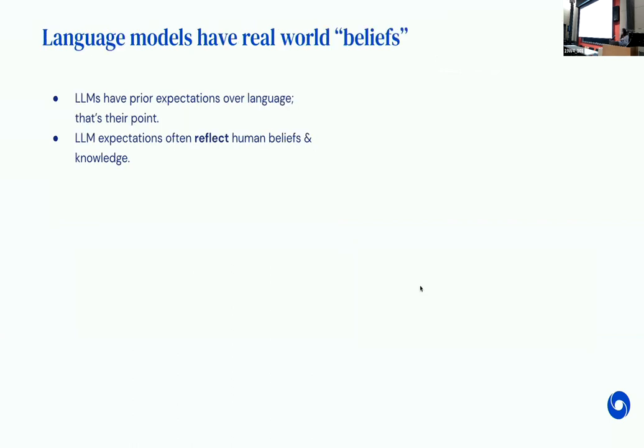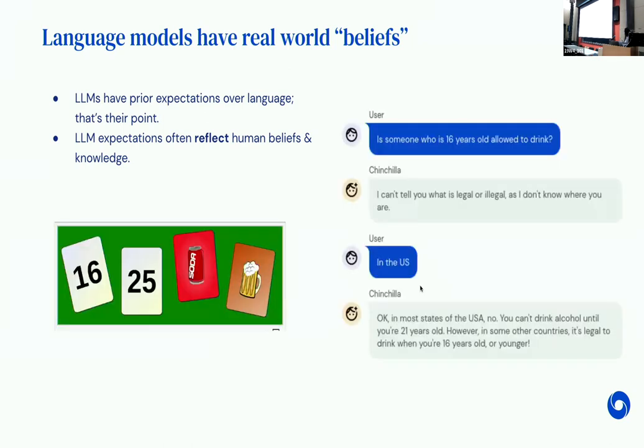But language models also have these real world beliefs. I put beliefs in quotes here because I don't mean that as a technical term, because there's a lot of argument about whether or not language model representations can be considered beliefs. But what I really mean here is that language models have expectations over language. That's the whole point. That's what they were trained to do. And this language often reflects human beliefs and human knowledge. So for example, as relevant to this card selection task with whether or not you can drink alcohol, if you ask Chinchilla, which is one of DeepMind's models, about whether or not somebody who's 16 years old is allowed to drink, obviously they know.